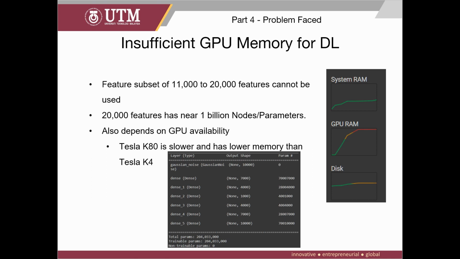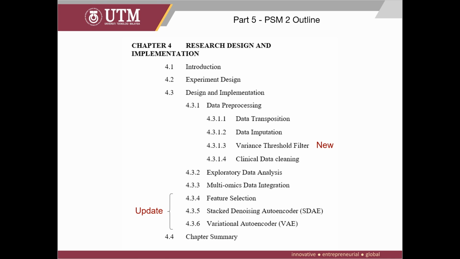The screenshot at the bottom is simply to show the number of nodes involved for the feature subset of 10,000 features, which has around 200 million nodes. The screenshot on the right shows the system usage for Google Colab when training this SDAE model. We can see that the GPU RAM is almost full, which is why some feature subsets are not able to run.